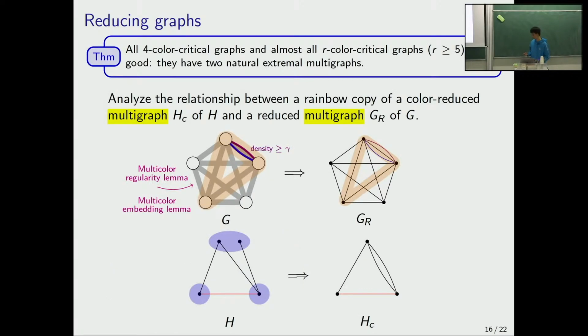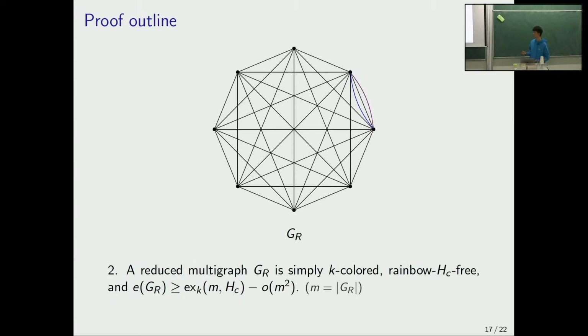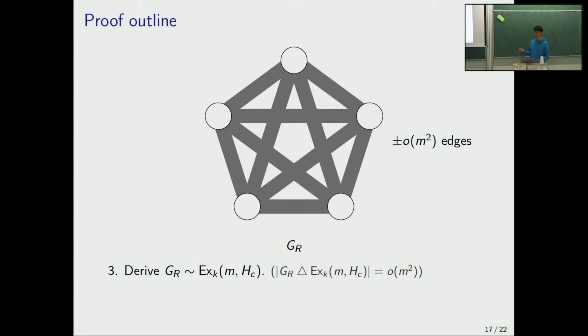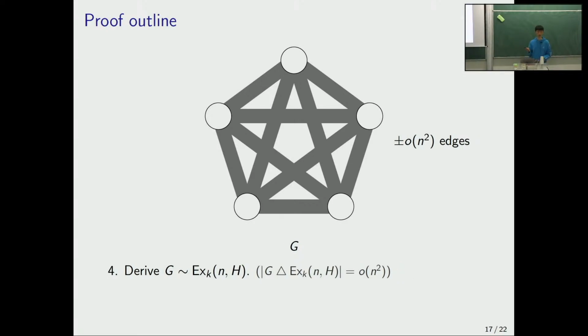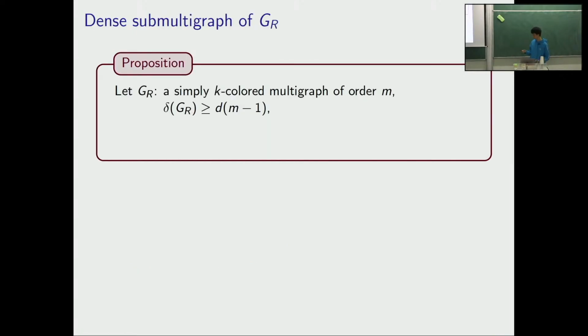I'll just say one more. So we have G, and we reduce G into GR, and we analyze the structure of GR. And we can say that GR is very similar to the desired structure. We go back to G and say that G is very similar to the desired structure. And we do some precise analysis to conclude that G is exactly what we desired.